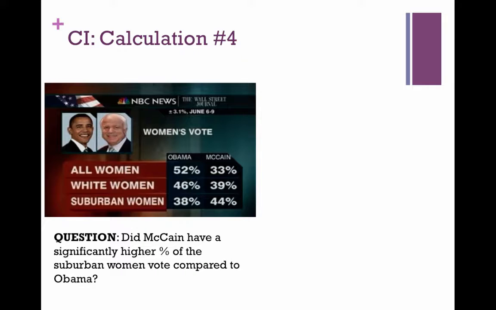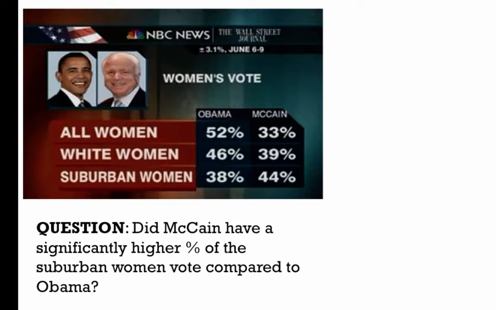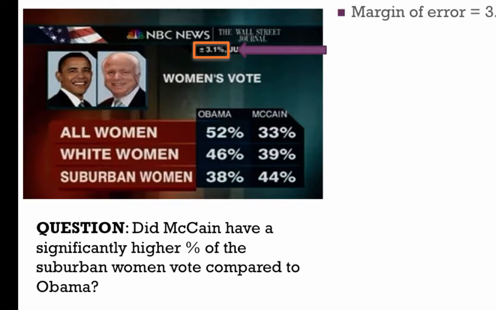Okay, so let's see if you're able to work through it. So this one can be a little tricky. So if we take a look at the poll, we see we have some information. Obviously, we have the percentage vote for each of these three groups for each candidate. But take a look here. This 3.1%. This is our margin of error. Notice there's a plus and minus in front of it. So this is the margin of error. The 38% for Obama and the 44% for McCain would be our point estimate.